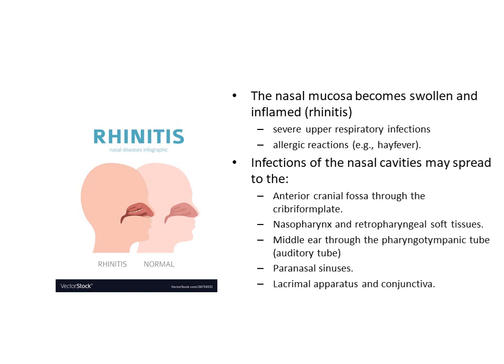Rhinitis, a clinical problem. The nasal mucosa becomes swollen and inflamed. Severe upper respiratory infection may be the cause of rhinitis, or allergic reaction or hay fever can also be the cause. Infection of the nasal cavity may spread to the anterior cranial fossa through cribriform plate, nasopharynx and retropharyngeal soft tissue, middle ear through the pharyngotympanic tube, paranasal sinuses, and lacrimal apparatus and conjunctiva through nasolacrimal duct.